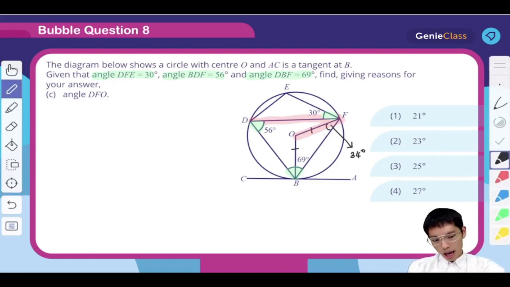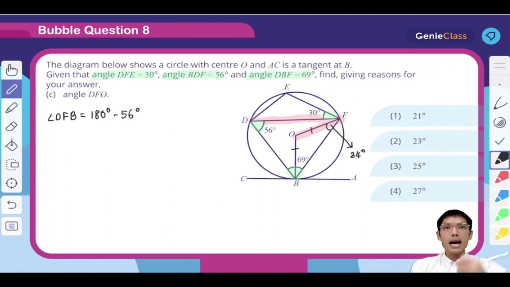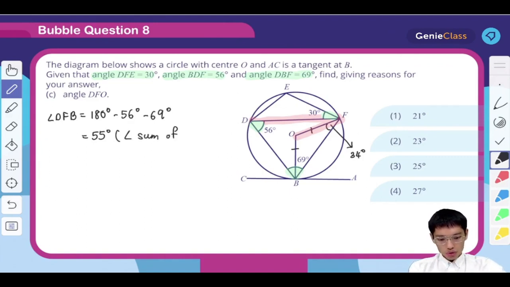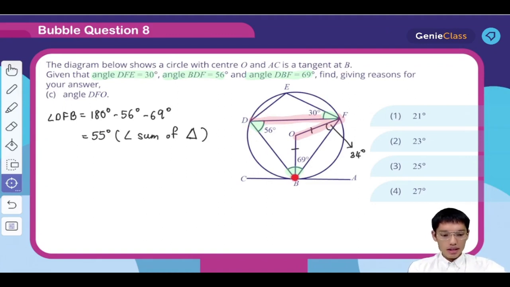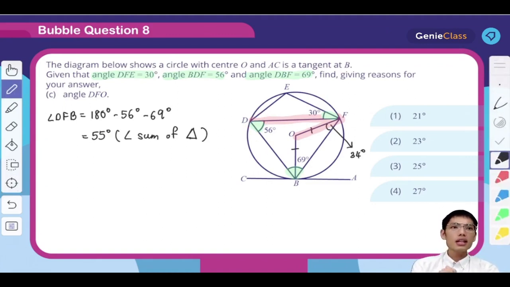So let's carry on. So I have DFB. Now solving for DFB is just 180 degrees minus 56 degrees minus 69 degrees to get me DFB. In this case, it's going to be 55 degrees. This is the angle sum of triangles. Angle sum of triangles, 55 degrees, because I'm just making use of this property, subtracting this and this to find this whole angle. Now with this over here, we can finally say, oh, I want to solve for DFO. DFO is 55 degrees minus 34 degrees, which is given to you beforehand for the answer.